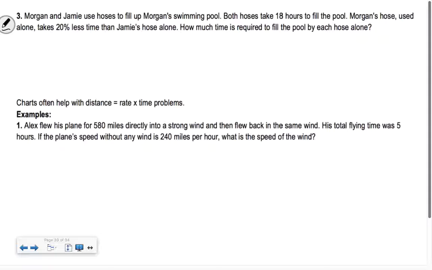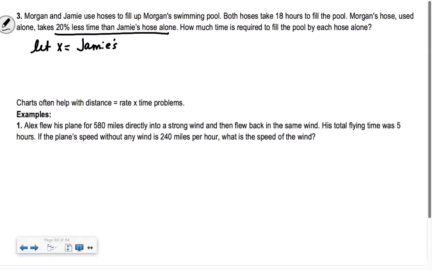So both hoses take 18 hours to fill the pool. Morgan's hose used alone takes 20% less time than Jamie's hose used alone. How much time is required to fill the pool by each hose alone? Since it says 20% less time than Jamie's hose, I would let x equal the amount of time for Jamie's.